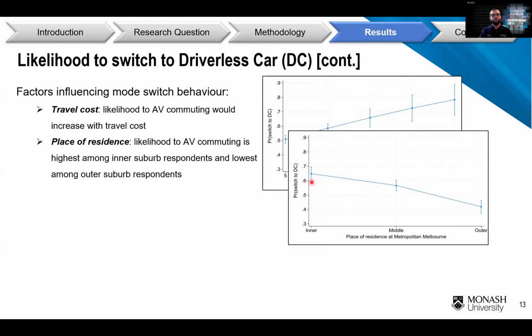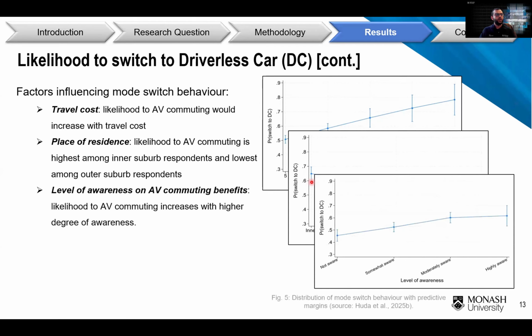On the other hand, what we have found is people don't actually like to have longer commute times, which is a traditional belief in travel economics and mode switch behavior theories. So people always love to have reduced travel time so that they can spend their time on other productive uses, such as spending time with families or relaxation or other kinds of things. So this might be one of the reasons that we found residents of the inner suburbs are more willing to switch to driverless cars.